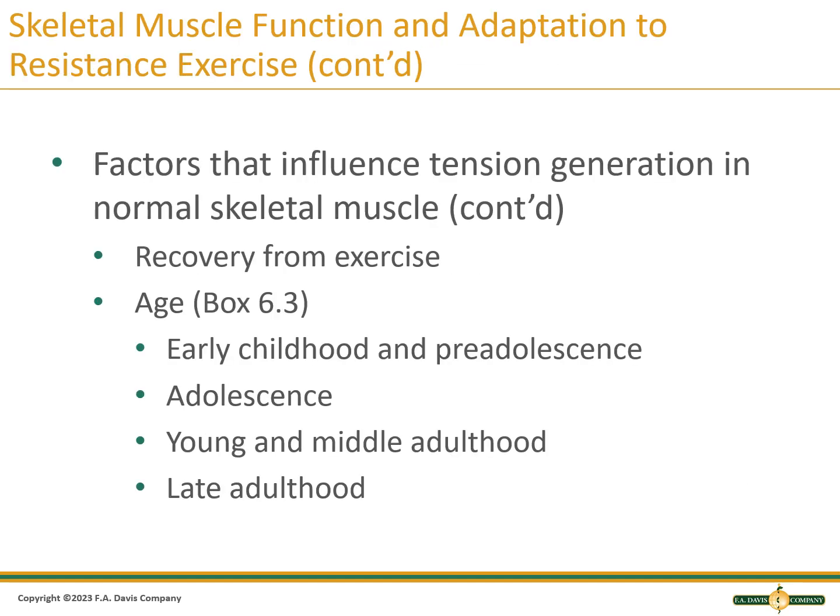Continuing to look at factors that influence tension generation in normal skeletal muscle, we can also include recovery from exercise. Things like lactic acid buildup within the muscle can decrease the amount of tension that the muscle can generate when the muscle is recovering from exercise. We can also look at age, looking at box 6.3. You can go through there for some more specifics, but essentially strength is a little bit like a bell curve, where we progressively get stronger as we grow older and develop, and then as we get into young and middle adulthood, our strength starts to decline, and in late adulthood we have more substantial declines in strength.